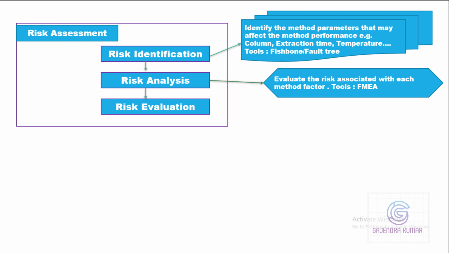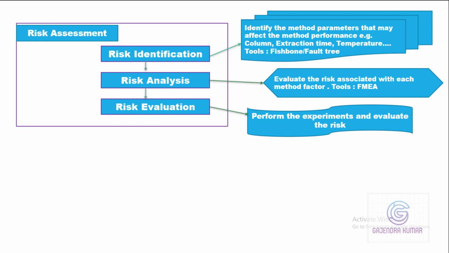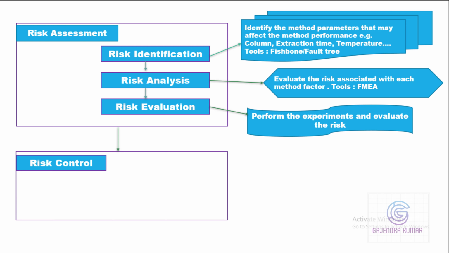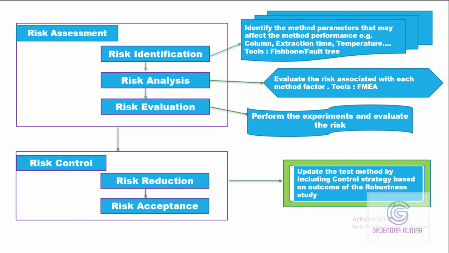Once you identify it, you need to evaluate the risk. How? By performing the experiments. Once experiments are done, you need to control the risk. How? By updating the analytical method, by including the control strategy based on the outcome of the robustness study.